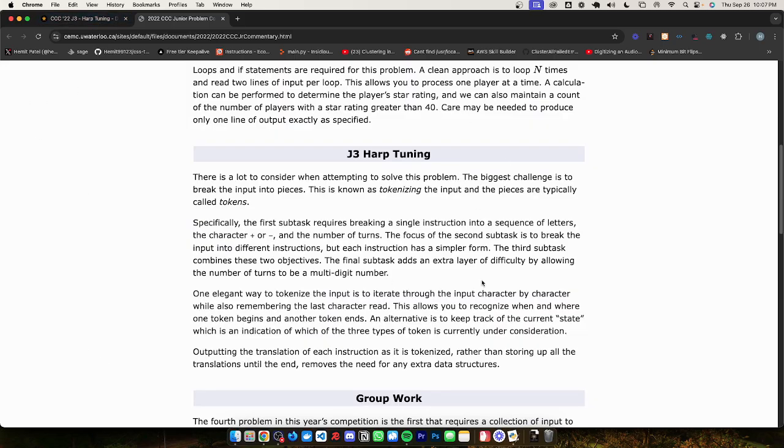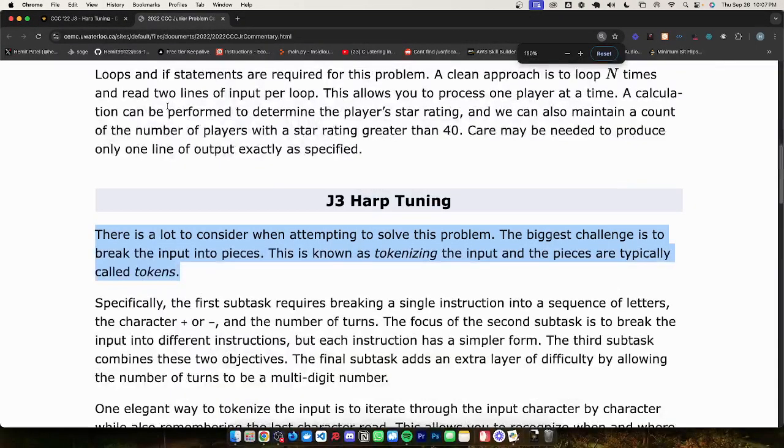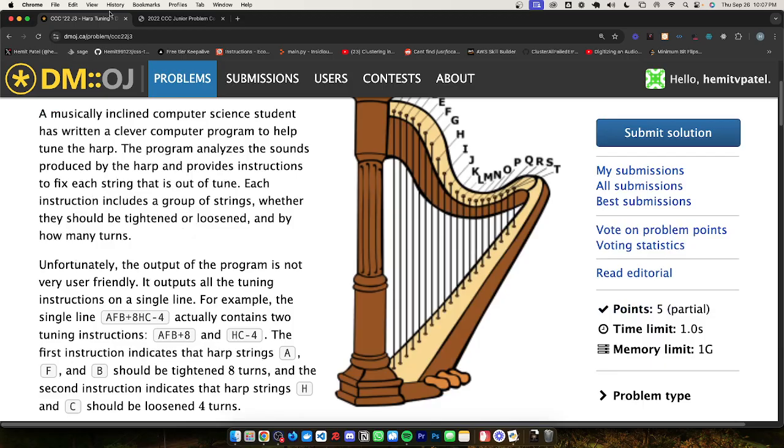A very important concept to note when you're solving this problem is tokenization, and the Waterloo commentary perfectly explains it. So I'm just going to use that, and then we'll get into how tokenization is actually used in this context when we're reading the actual problem.